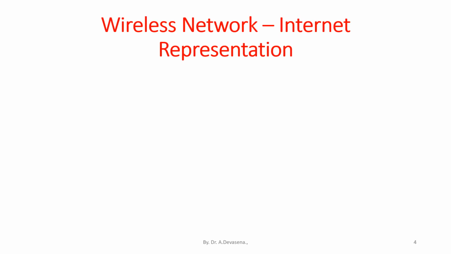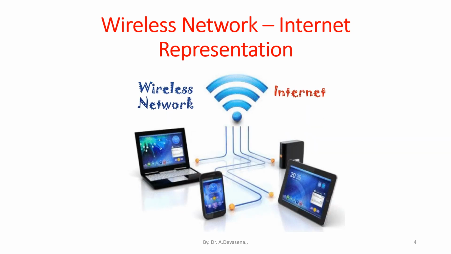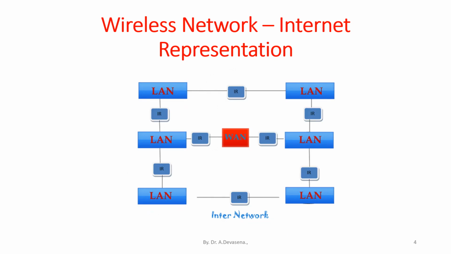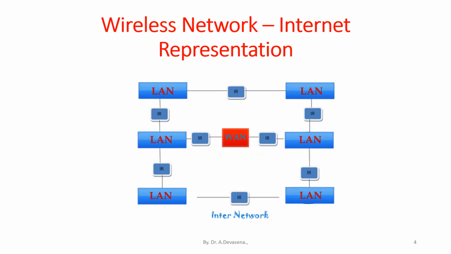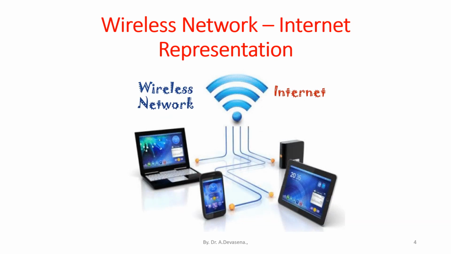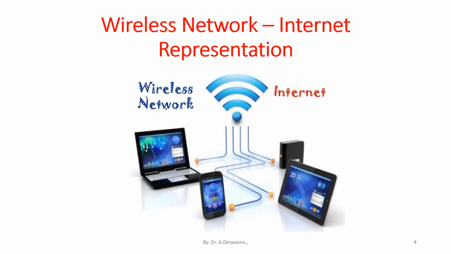See the wireless network internet representation with a small animation. This is a wireless network, as well as the internet. We have so many gadgets. These gadgets are connected to the internet through the wireless medium, that is, to the wireless network. Here we have so many gadgets. These gadgets are interconnected with the help of the internet.